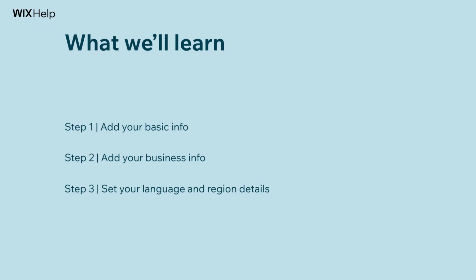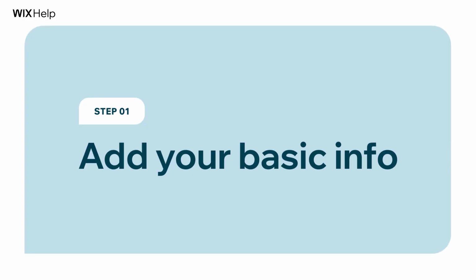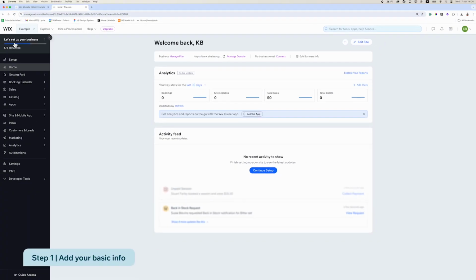In this tutorial, I'll show you how to update your site's basic and business information and set your language and regional details so customers can find your business online or offline and book your service. Let's start by adding your site's basic information, like its name, URL, and social media info.